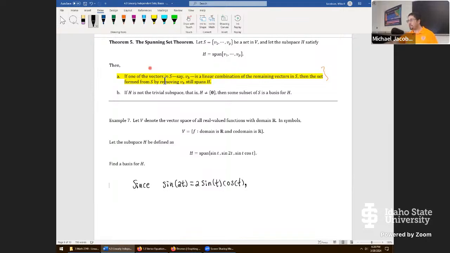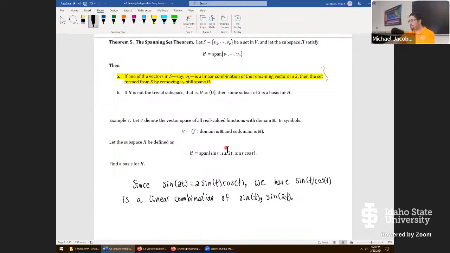we're now using the spanning set theorem, and we can say, well, let's decide which one to eliminate. We can either eliminate that one or that one. How about that one? That looks like the more complicated one. Let's just stick with sine 2t. We have sine t cosine t is a linear combination of sine t and sine 2t.